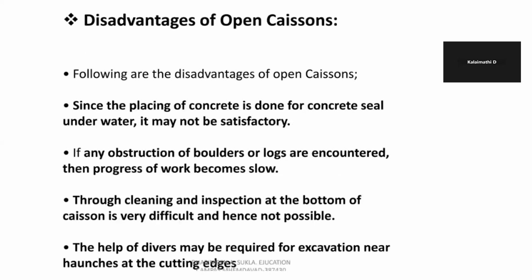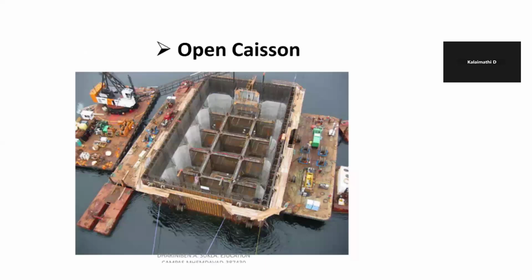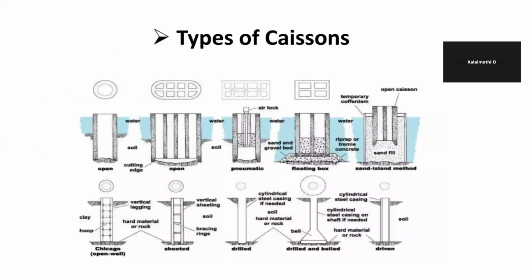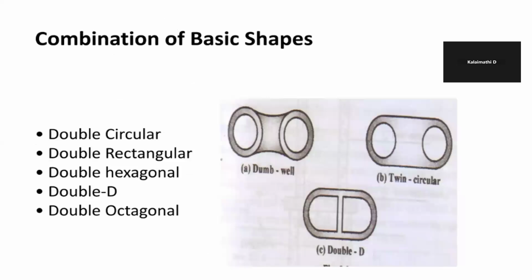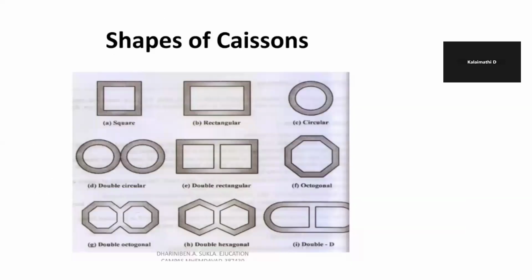So now it is an open well caisson. This picture shows the open well caisson. As mentioned, it is open at the top and also open at the bottom. There are a few different common shapes in open caissons: square, rectangle, circular, double rectangular, octagonal, hexagonal, double D, dumbbell, twin hexagonal, and twin octagonal.